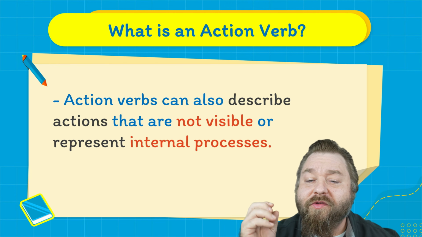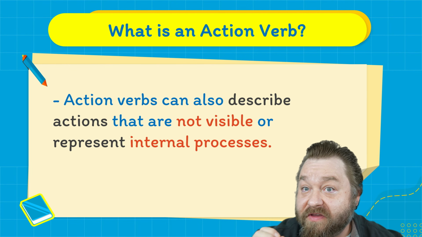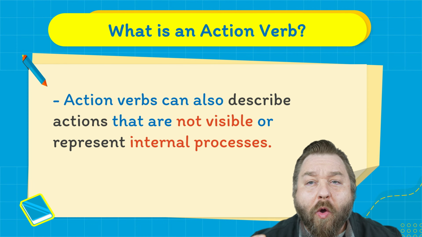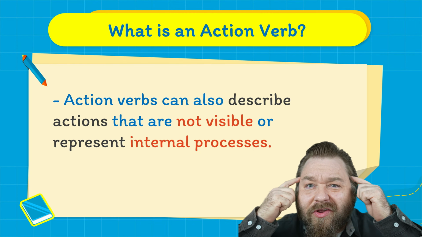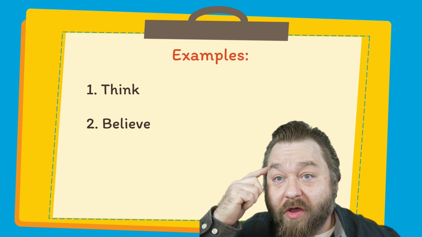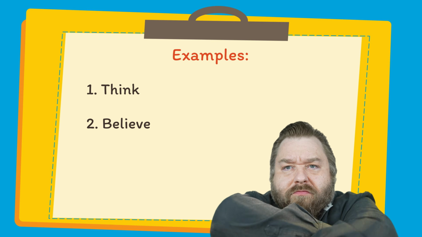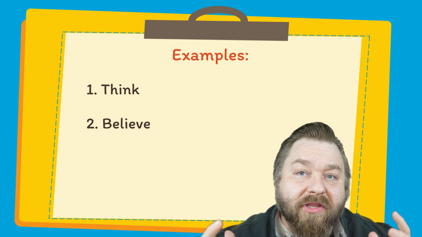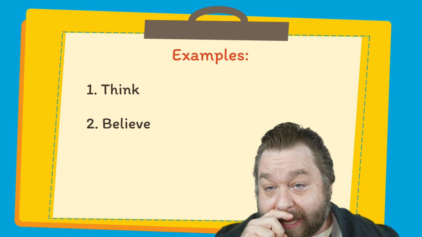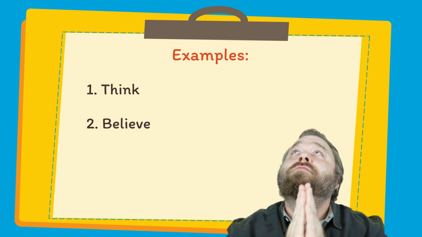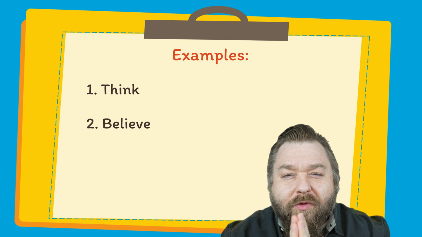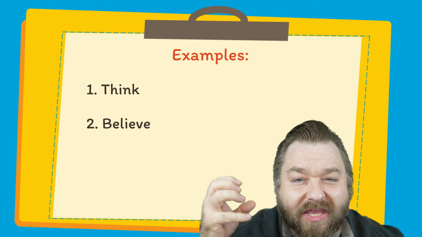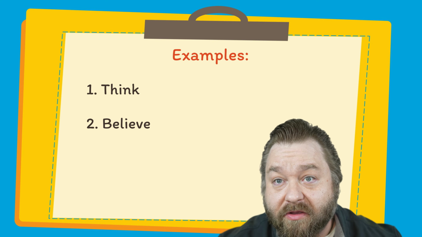Action verbs can also describe actions that are not visible. It means you can't see them, right? Or they represent some kind of internal process, like a thought, okay? Here are some examples of that. I just said one. Thought, right? Think. What are you doing? Thinking. I'm thinking, right? I'm not outwardly having actions. It's happening in my head. And what are you doing? I believe this will help you learn what action verbs are. I'm thinking, I'm believing, I'm feeling something, okay? So, that's still an action verb.